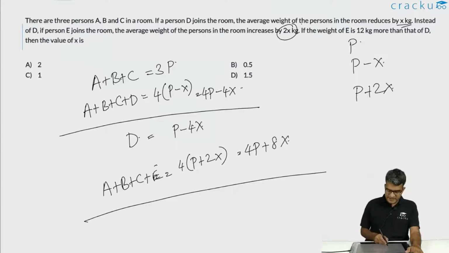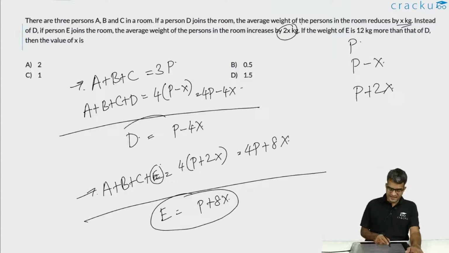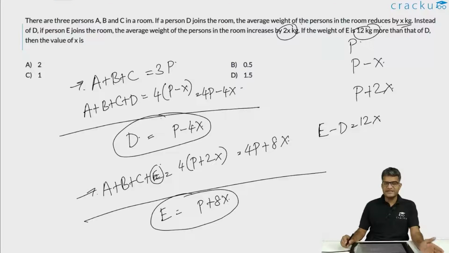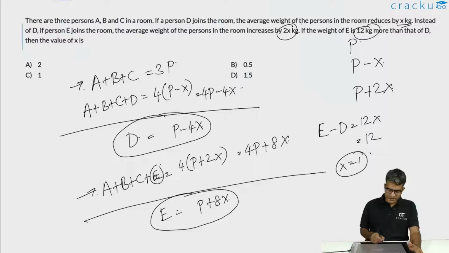Again, you can calculate the weight of E, because from A plus B plus C plus E, you can just subtract A plus B plus C. So the weight of E is P plus 8x. The weight of D is P minus 4x. So the value of E minus D is equal to 12x. But this we are told is 12 kgs. We are told that E is 12 kgs more than D, so the value of X will be equal to 1, which is option C.